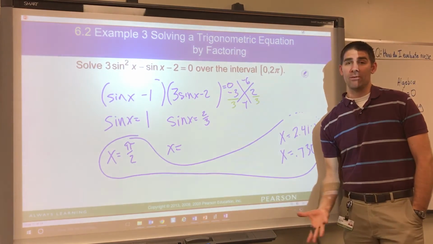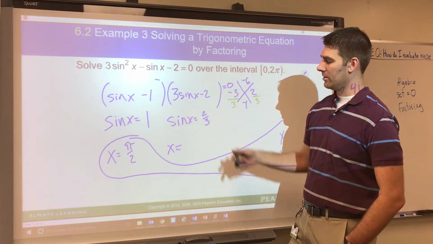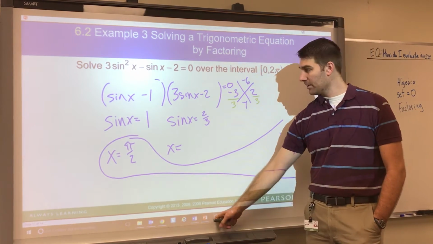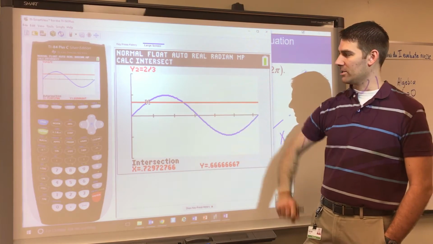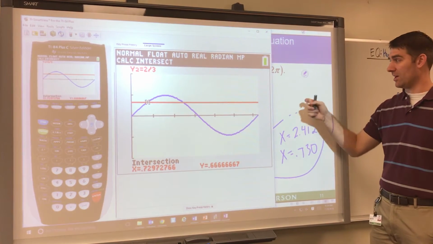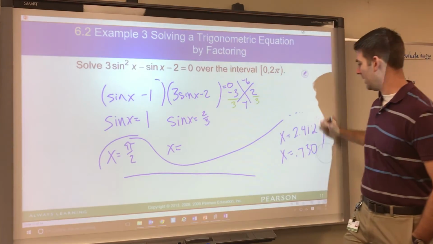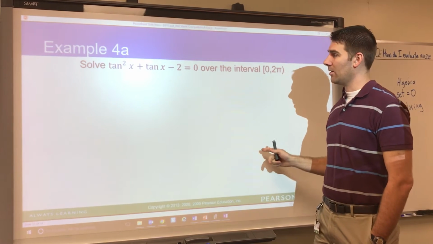So that's how you solve these with the calculator. When you have a value that's not on the unit circle, you revert to your calculator, you graph, find intersection points, and calculate them using second trace. Let's take a look at least one more, and then I'll wrap this up.